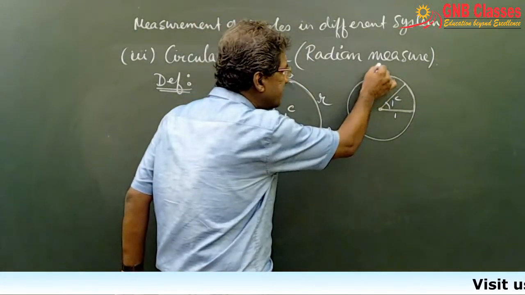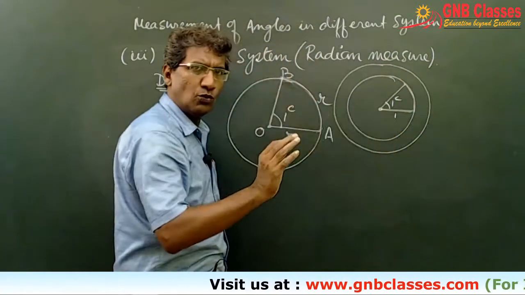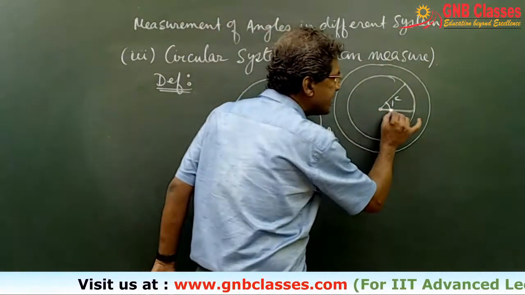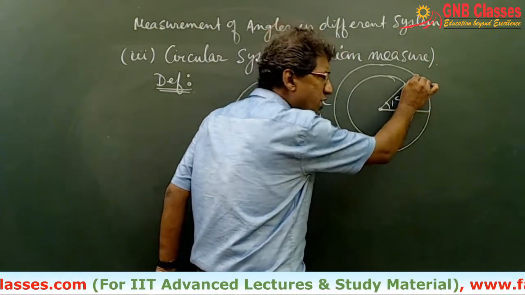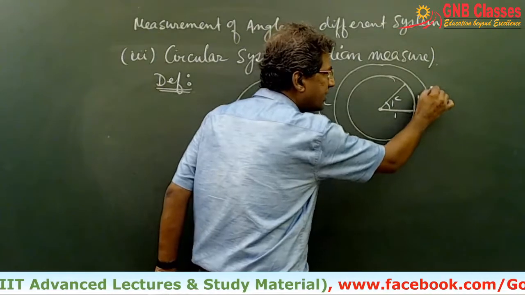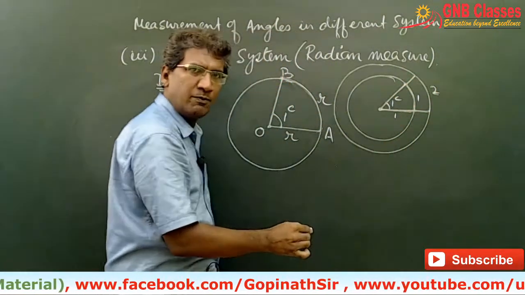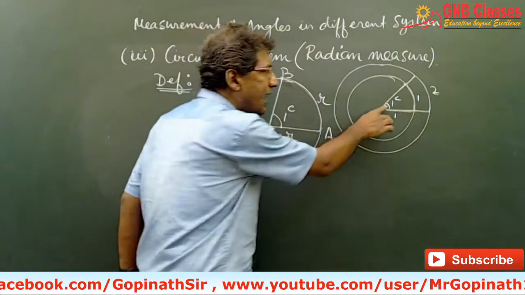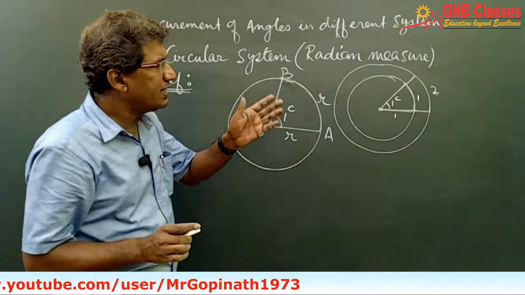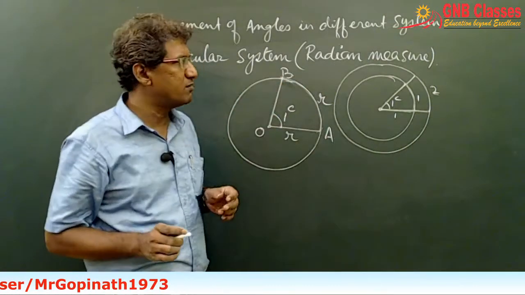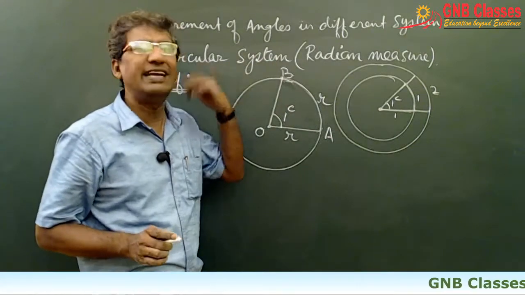Now if we choose another circle, whose radius is say 2, so this radius is 2. If we choose an arc of length 2 units, then this will again subtend an angle of 1 radian at the center. Is it clear?